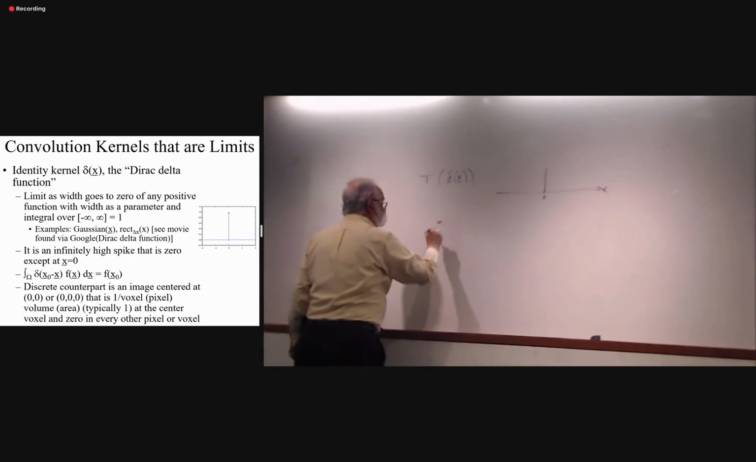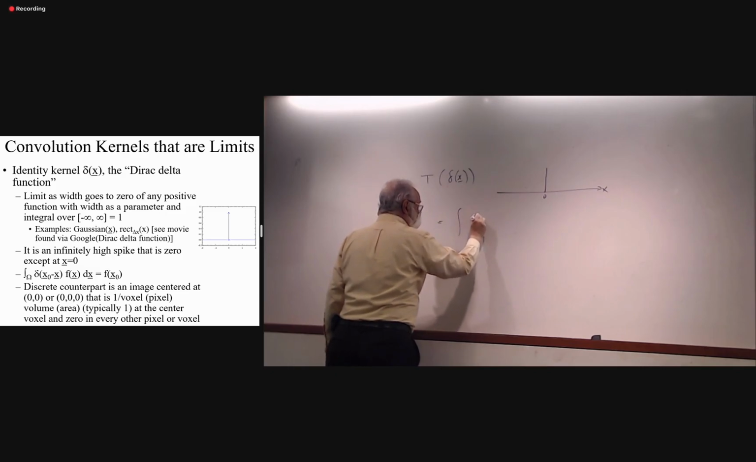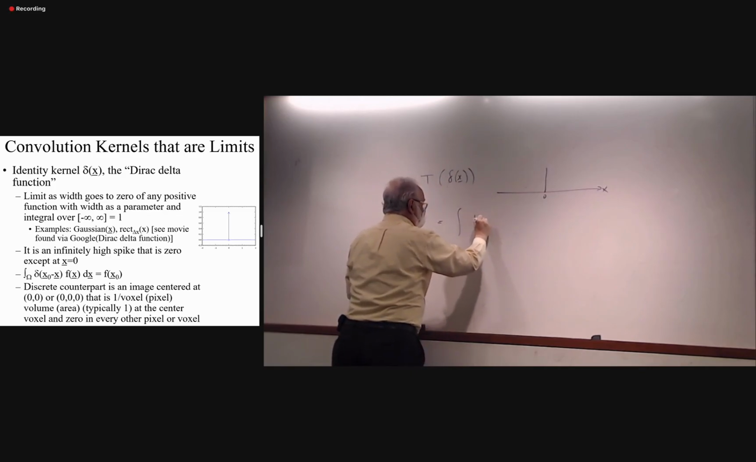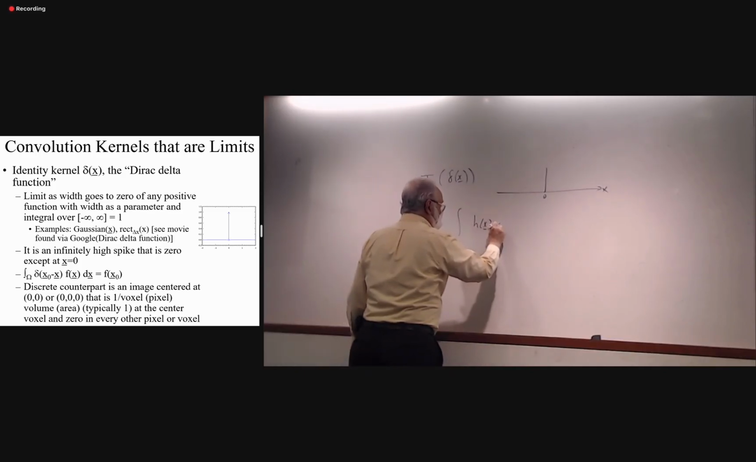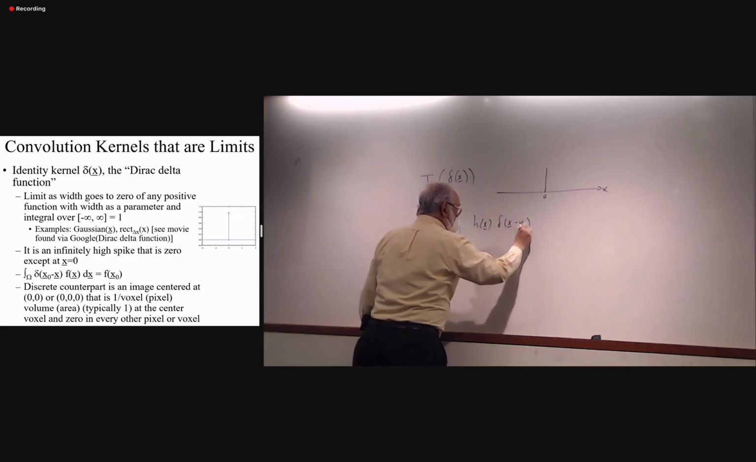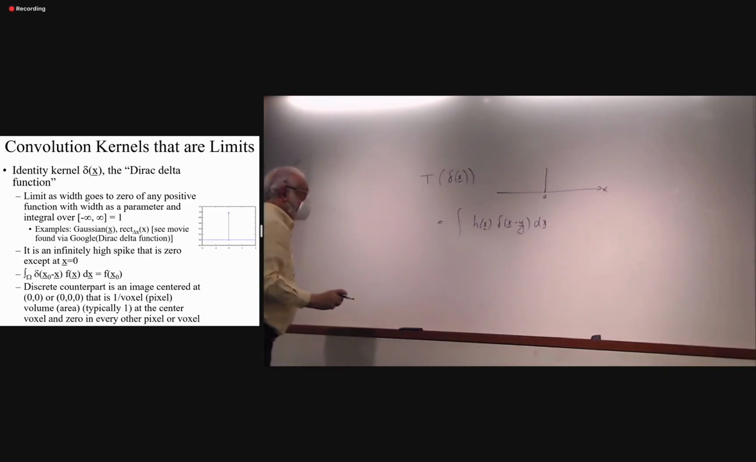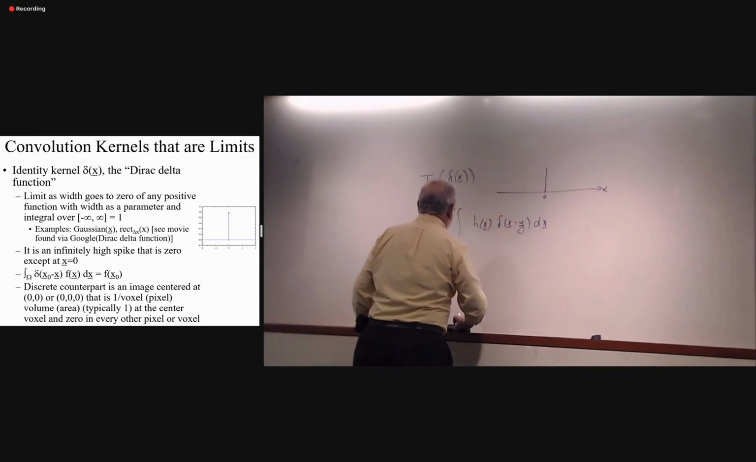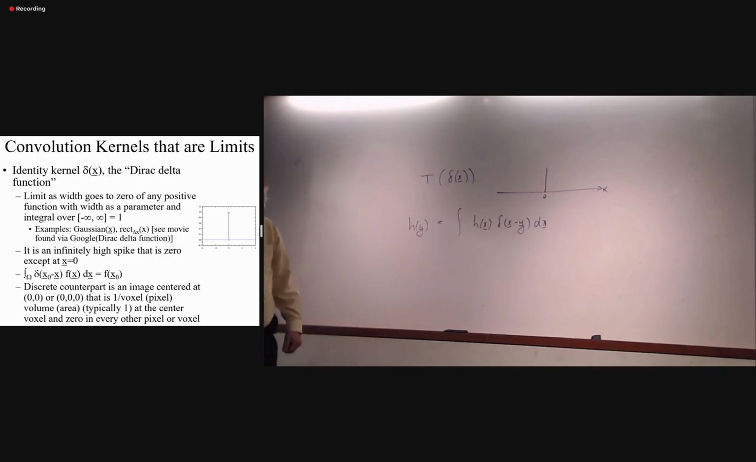And according to the formula, if H is the kernel associated with X, the application of H to the delta function centered at Y is that formula, which is just H of Y.